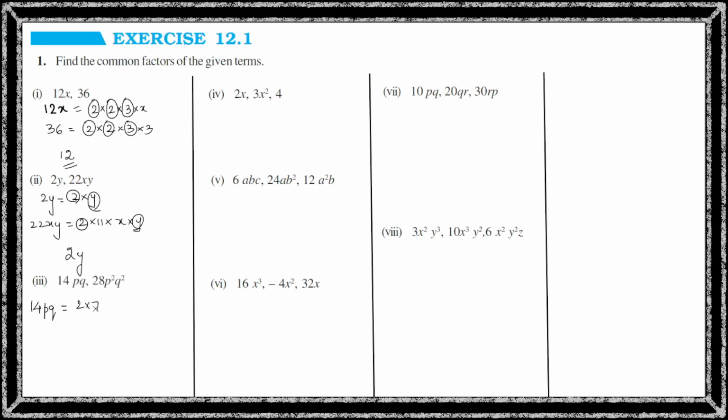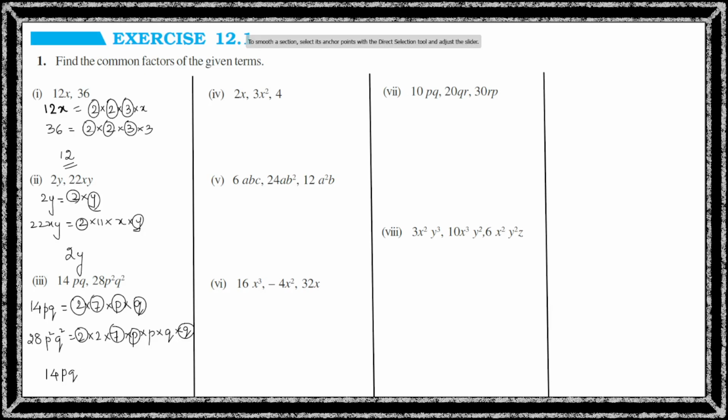14pq is 2 into 7 into p into q, and 28p square q square. 28 is 7 fours 28, so I have 2 into 2 into 7 into p into p into q into q. So you can quickly check what are the common factors. 2 is common, 1 7 is common, 1 p is common, and 1 q is common, right? So I have 7 2's 14, pq is the common factor in this case, right? So that is my answer.